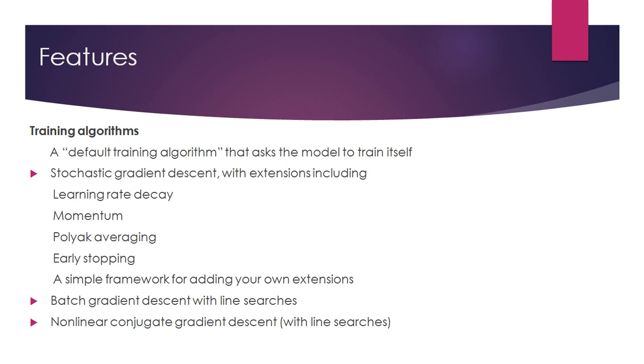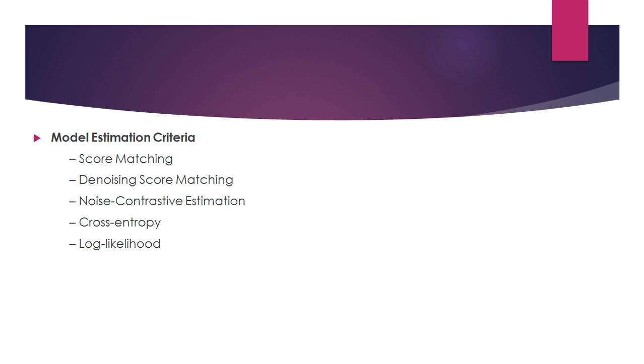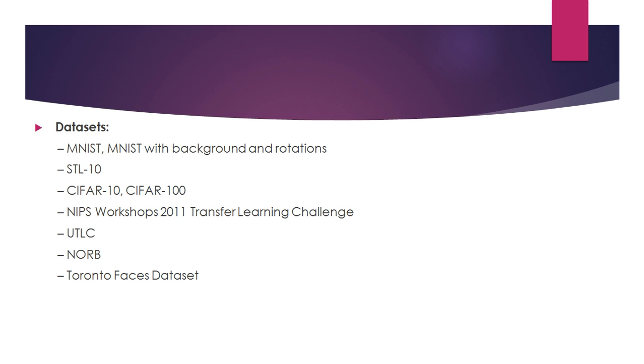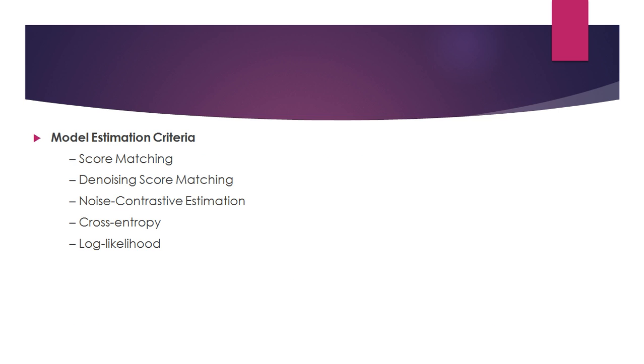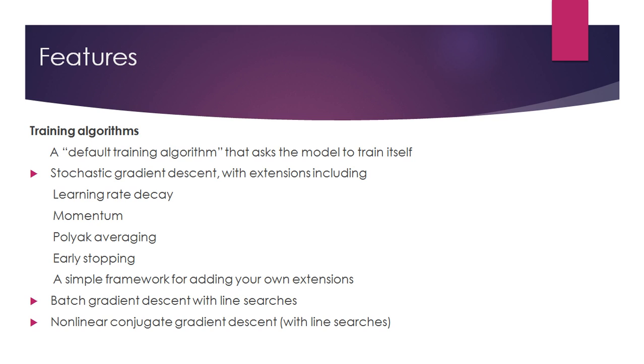If we talk about the features in Pylearn2: training algorithms first, then the model estimation criteria, the models, and the datasets. Starting with training algorithms: a training algorithm basically asks the model to train itself, any machine learning or AI based model. Training algorithms are used to train this model accordingly, given how many input features we have to train our model on.